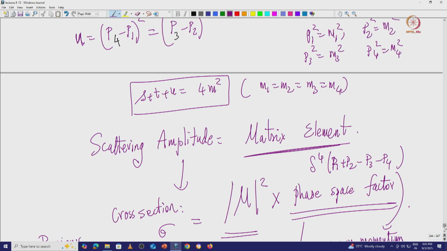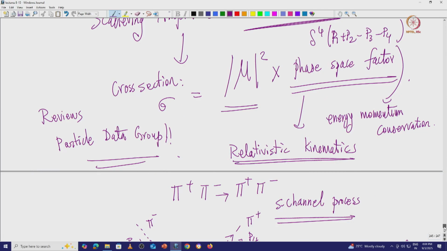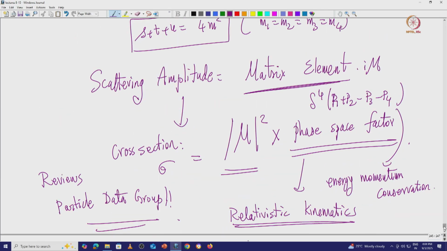So the scattering amplitude is also called the matrix element, essentially the matrix element is defined by iM. And the Feynman rules, which we did not actually derive but wrote down in the previous slides, end up defining your scattering amplitude, the matrix element iM.